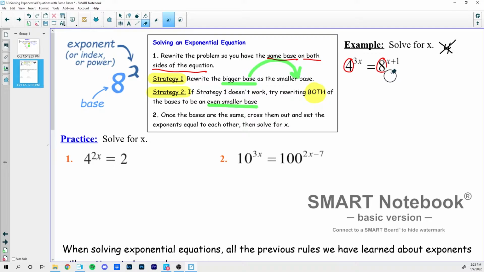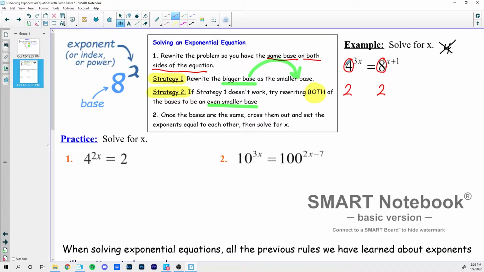Okay, and now I have to think about how do I rewrite both of those bases so they're an even smaller number? So one number that you think that they probably have in common that's even smaller, hopefully you're thinking 2, because they're both divisible by 2. So when you're thinking about that even smaller number, make sure it's a number that both of these numbers are divisible by. So let's rewrite this so it has a base of 2, and 8 so it has a base of 2 as well.